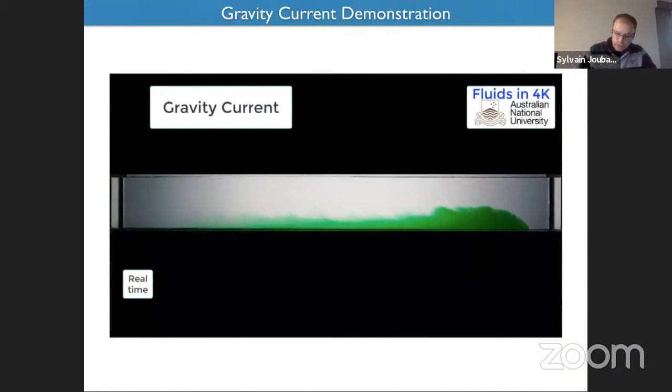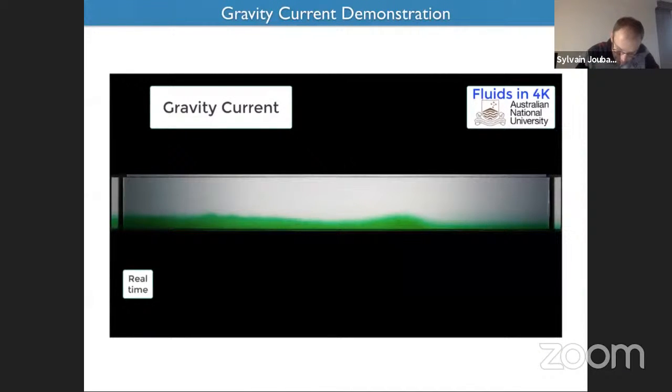You can see that you have a current that is going at a constant velocity. One question is, can we measure this velocity, and the dependence of this velocity on the parameters of the two fluids? This is called a gravity current. At the end of the system, what you observe is two layers of fluid, one below at density ρ1, and one on top at density ρ0.